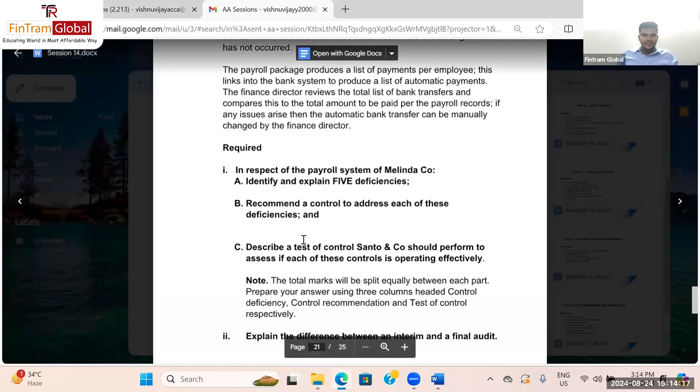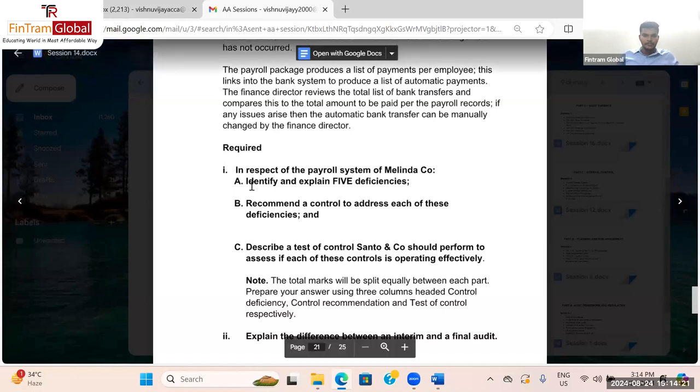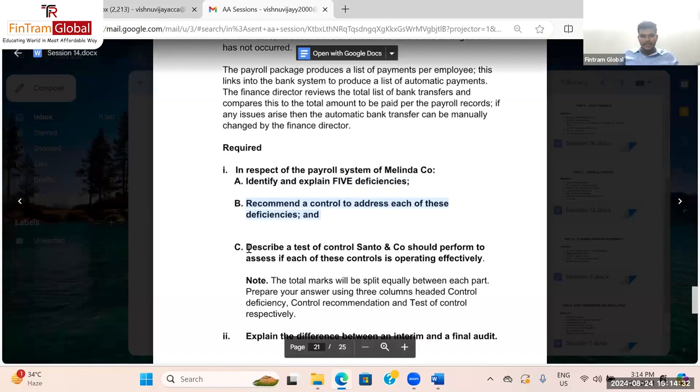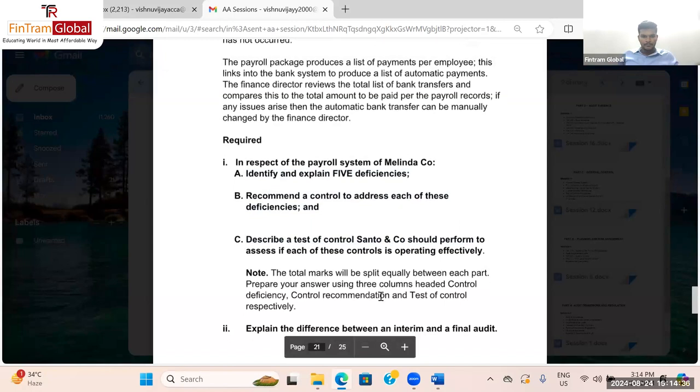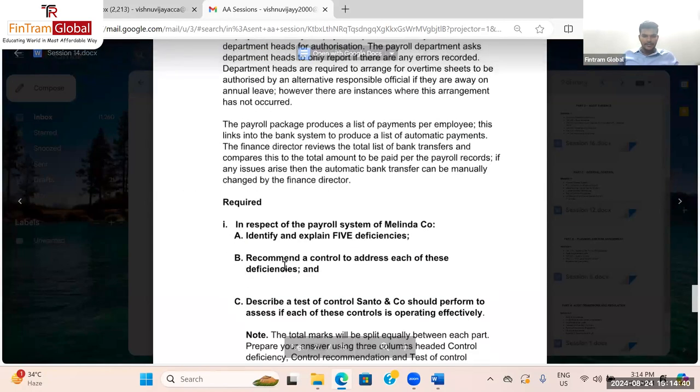So here you have a question in respect of the payroll system of Melinda Co. Identify and explain 5 deficiencies. Recommend a control to address each of these deficiencies. And then describe a test of control as well. So it's 1 mark for each of these 8 points, A, B, and C.